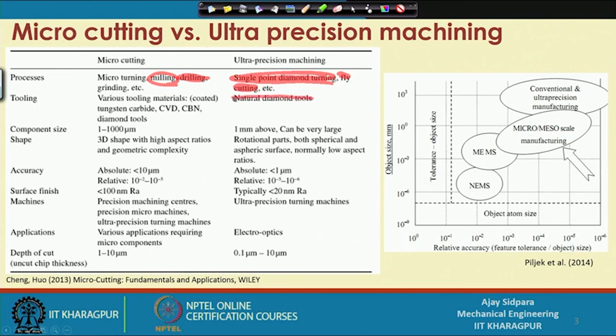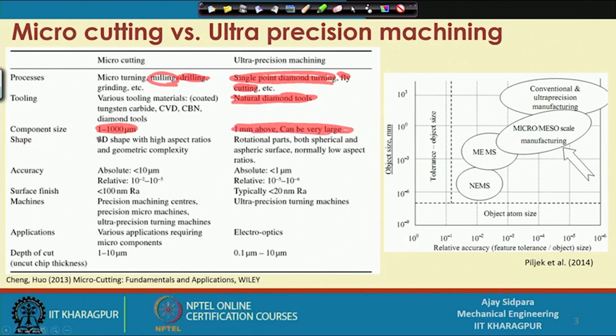And here we use only natural diamond tools, because we want to make sure that our tool retains its specification, that means the rake angle and the other angles, so that you can actually get the defined features on the workpiece surface. Component size is very important here. What we have discussed is 1 to thousands of microns, and here it can be very large also. We will see some examples where the size of the component is at the meter scale.